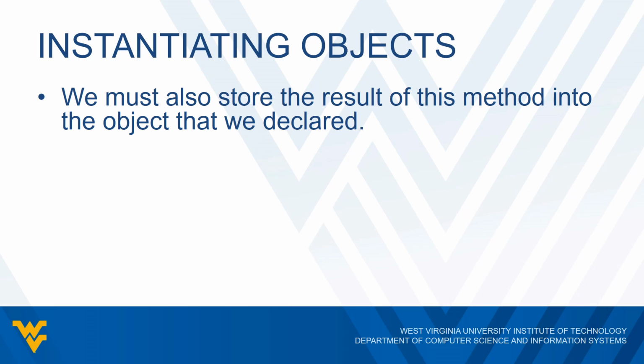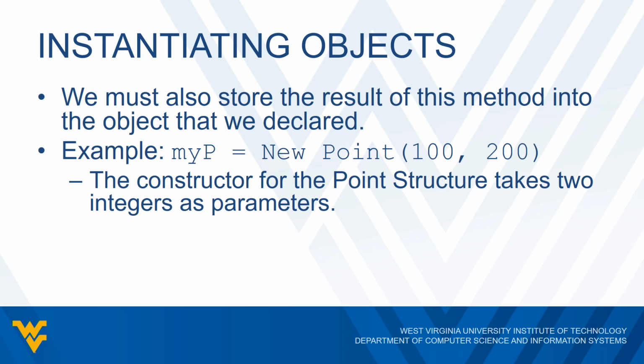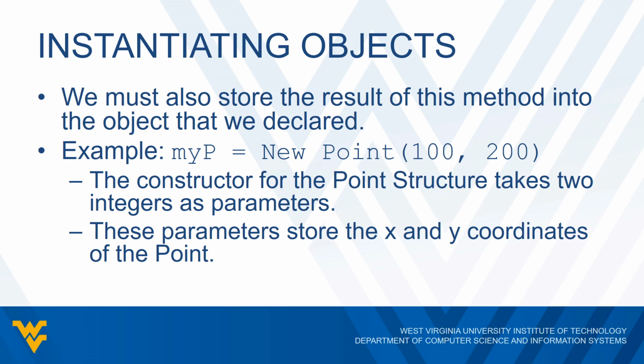So let me give you an example using the Point structure. We can have something like this: myP = New Point(100, 200). Now, the constructor for the Point structure takes two integers as parameters. So these parameters would be the x and y coordinates of the point. The 100 here would correspond to the x coordinate, and the 200 would correspond to the y coordinate for our point object.